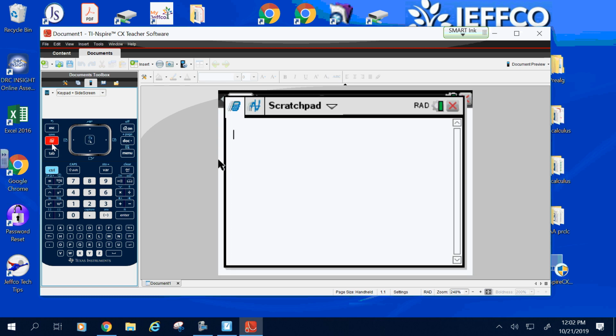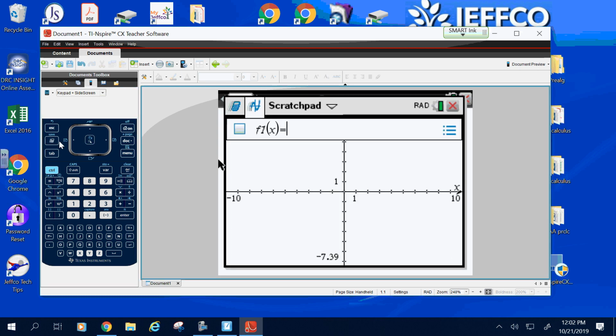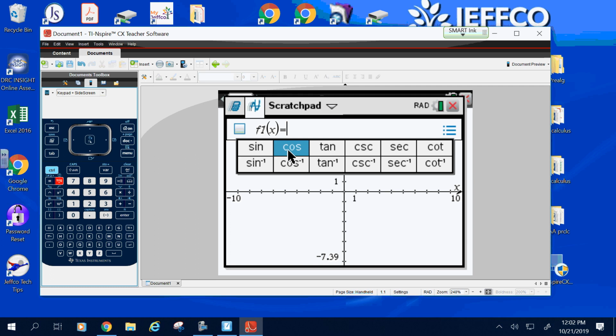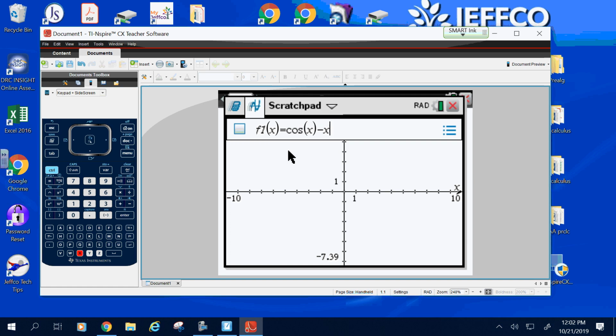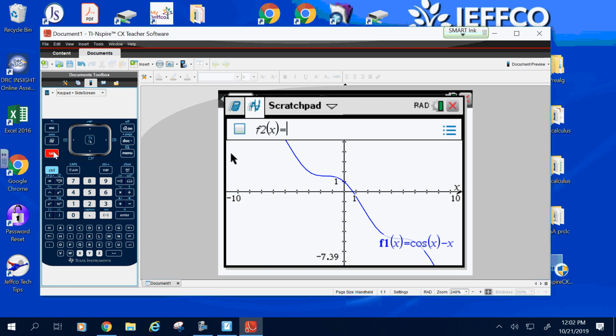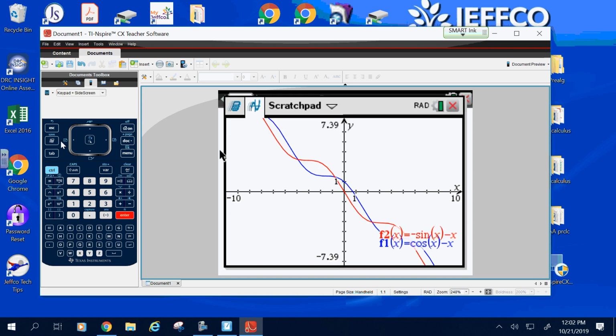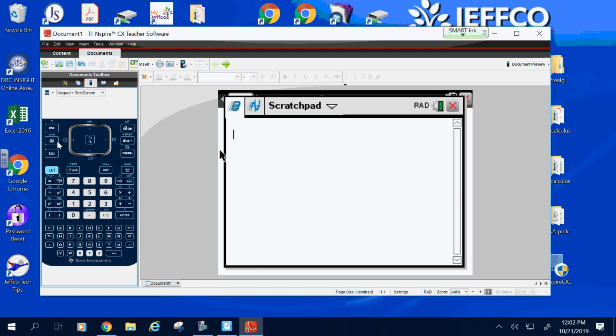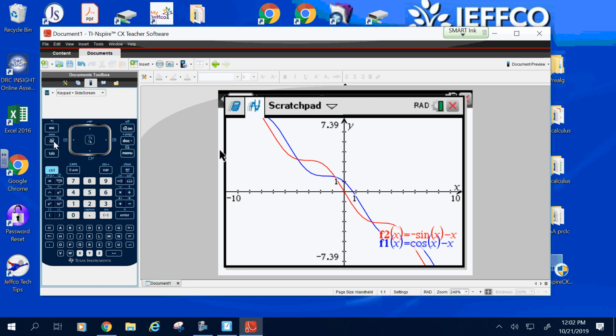All right, so cosine of x minus x. Negative sine of x minus 1. All right, we have those in your graphing menu. What did I say, minus x? Oh, I sure did, thank you. Okay, that's better.